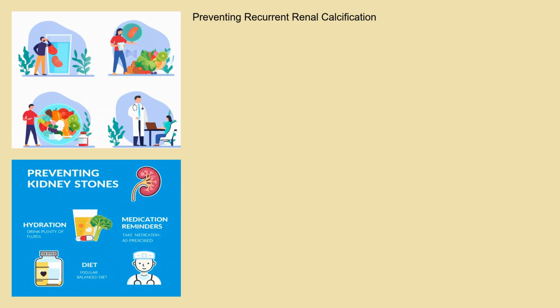Depending on the type of stone, specific dietary recommendations may be given. For example, people with uric acid stones may be advised to limit purine-rich foods like red meat and seafood. Certain medications, such as thiazide diuretics for calcium stones or allopurinol for uric acid stones, can also be prescribed to reduce the risk of stone formation. Regular monitoring and follow-up with a healthcare provider are important to ensure effective prevention.